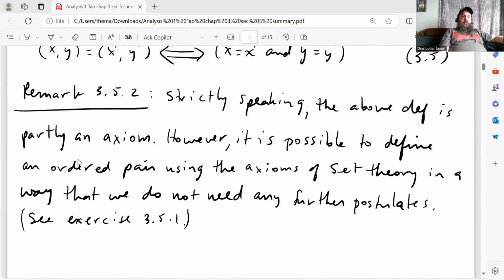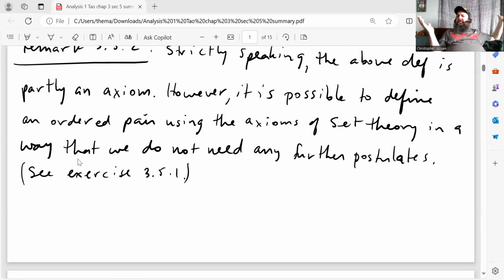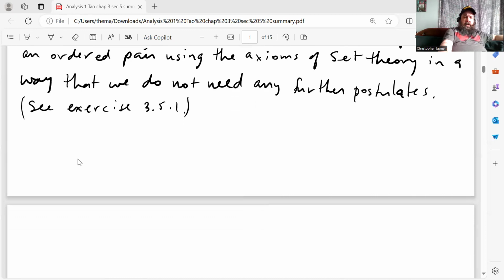After this, he has remark 3.5.2. Strictly speaking, the above definition is partly an axiom. However, it is possible to define an ordered pair using the axioms of set theory in a way that we do not need any further postulates. First, he says see exercise 3.5.1, because we're going to do exactly that. And the definition that we're going to see in exercise 3.5.1, if I remember correctly, we actually already looked at in Spivak a long time ago. So when we get to that exercise set, it'll probably look familiar. Halmos's Naive Set Theory talks about this too, if you're familiar with that book. But anyway, we'll get to that in the exercise set.